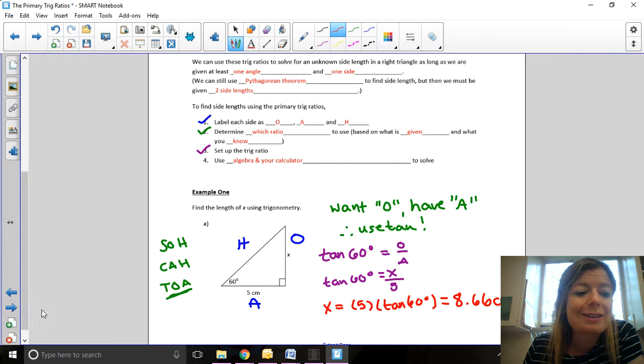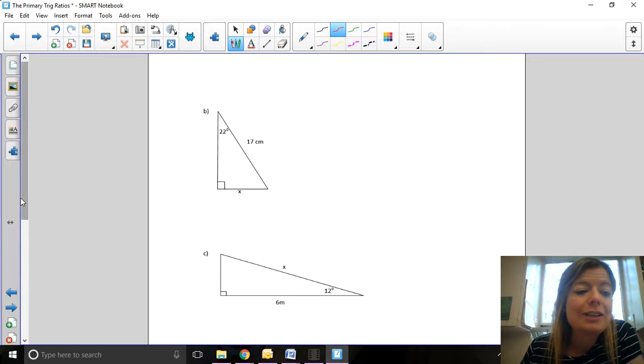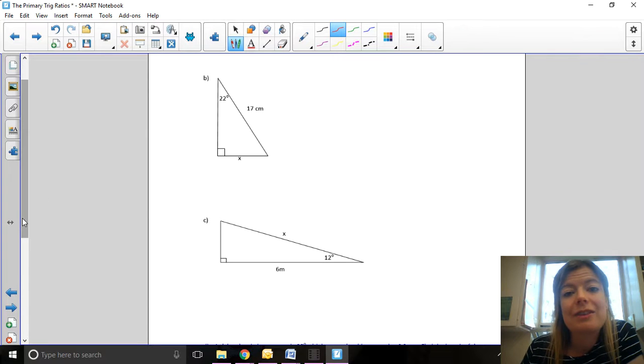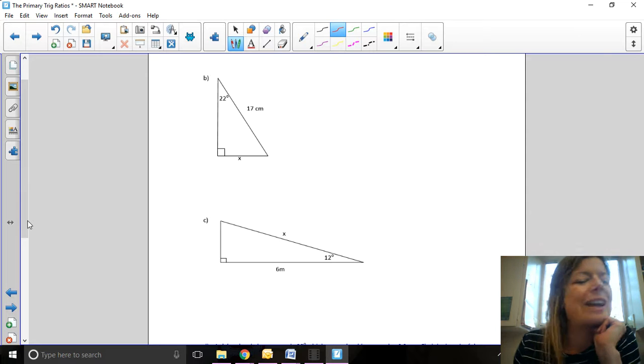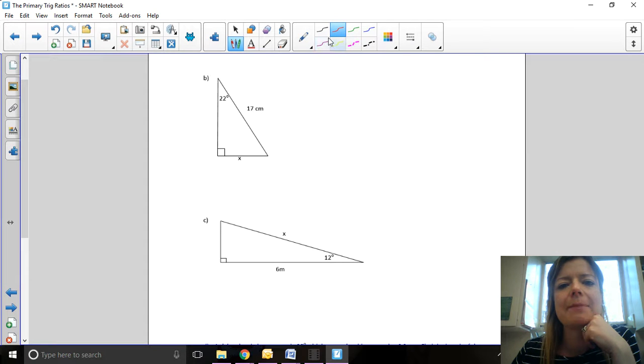So back when older teachers were in school, they actually had to use a book to find the ratios. It wasn't stored in their calculator. So luckily for us, we have calculators. We don't have to get a big book out that has all the tan, sine, and cos ratios written. Okay, so let's do the same steps here.